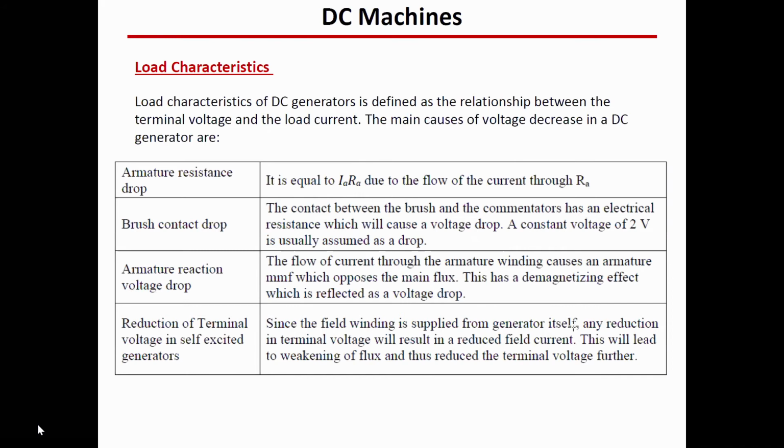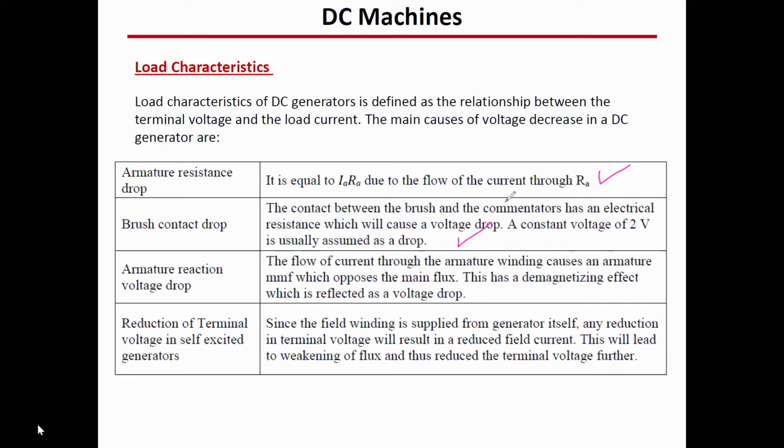Just to go through some parameters or factors that can affect the voltage drop and the performance of the machine. For example, the armature resistance drop, meaning the voltage drop because of RA, because if we have a current in RA, this is a voltage drop. Brush contact drop, again, we explained this in the motor case. So we have voltage drop because of the brushes.